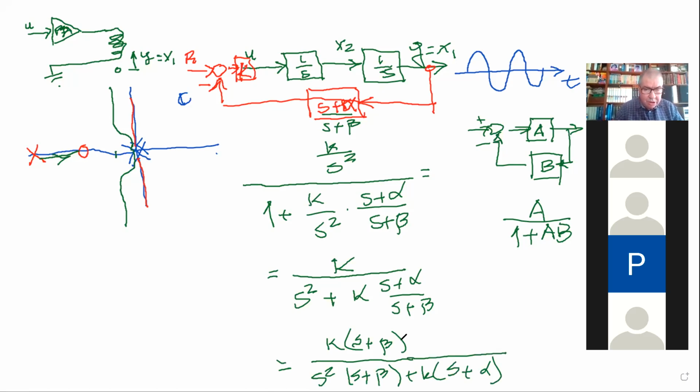So be careful because you are creating here a 0. So this pole creates a 0 and it affects the response, but for the purposes of the root locus it is this one on alpha that is important. Now, any other option?